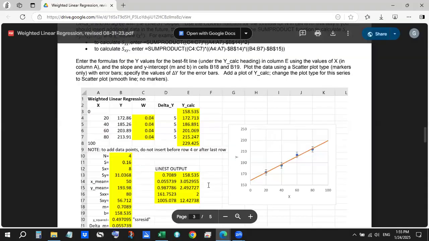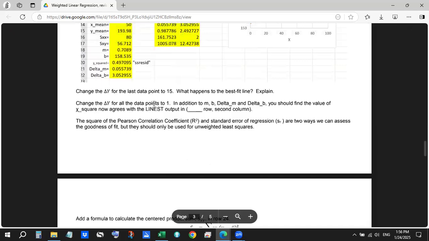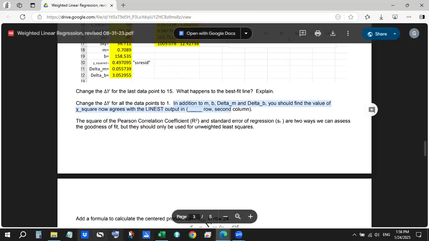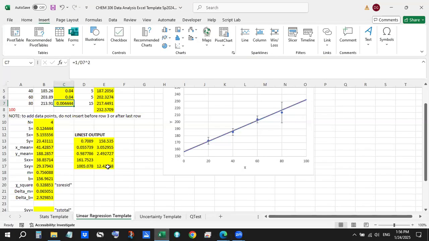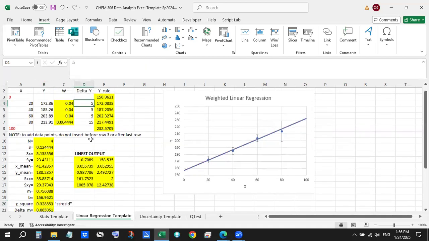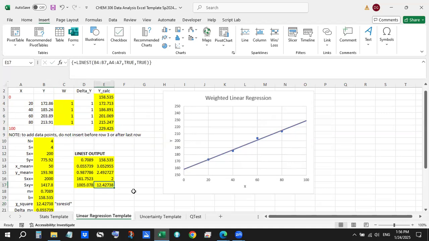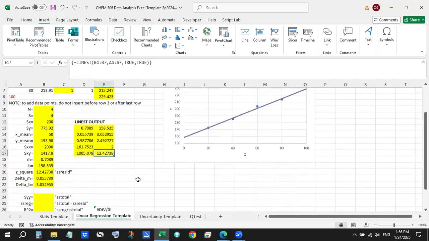All right. So let's change all the delta y back to 1. And you should find that our chi-square now agrees with the Linest output chi-square, okay? Notice everything's the same except for chi-square, which didn't agree because the weights were not 1. So if I put my delta y equal to 1 for everything, equal weights for everything, you now get agreement between the chi-square for the weighted regression and the chi-square for the Linest unweighted regression.